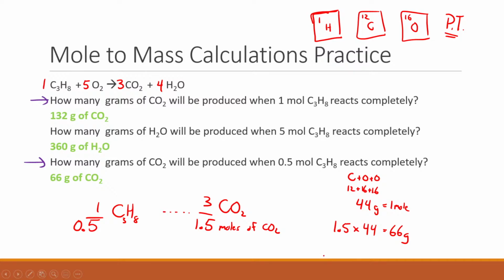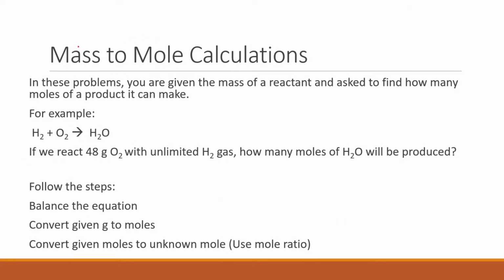Now our last type of calculation that we're going to do here is actually the reverse. We're going to start with mass and go to mole. Here, again, we're going to be doing the same 3 steps, but in a different order. It was 1, 2, 3 before, right? We balanced, we used the mole ratio, and then we converted. Here we're going to convert before we use the mole ratio, so we're just a little bit out of order. Same 3 steps, same process.